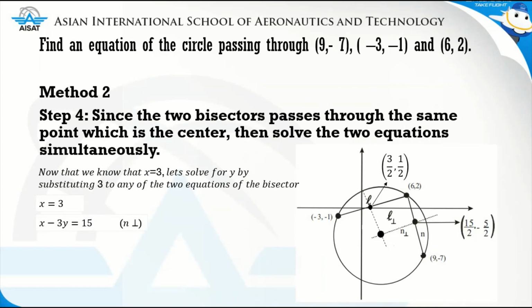So you have the first, which is x minus 3y is equal to 15. So substitute the value of x, which is 3. So we'll have 3 minus 3y is equal to 15. So transposing 3 on the right hand side, we'll have 15 minus 3, and that becomes negative 3y is equal to 12. Dividing both sides by negative 3, we'll have y is equal to negative 4. So now we know the coordinates of the center, which is (3, negative 4).